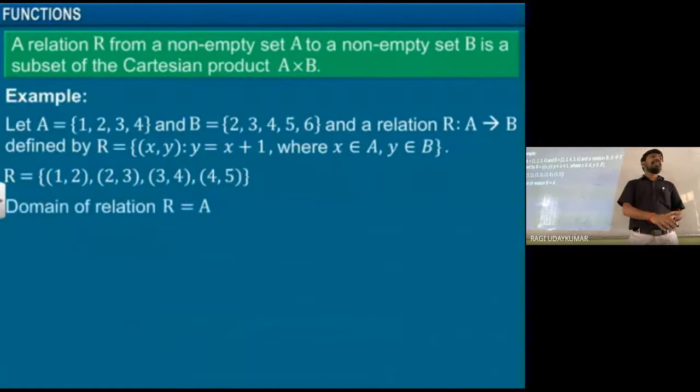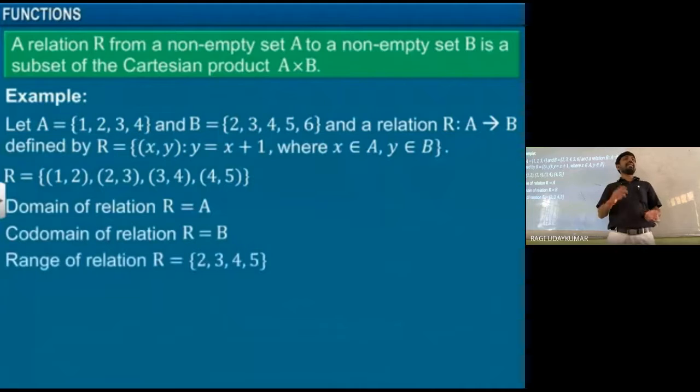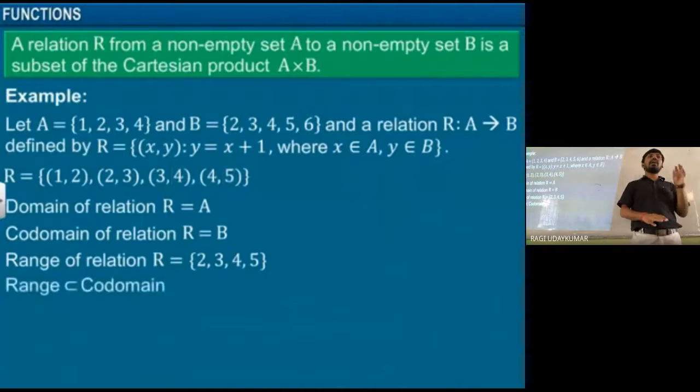So the domain of this relation is A itself. All the first elements should be taken. Codomain is B itself. And the range is only 2, 3, 4, 5 because 6 is not there. So these are all the things you have already learned here. All the second elements, whatever we are taking, that is the range. So range is always a subset of the codomain. So some points you have to observe here.